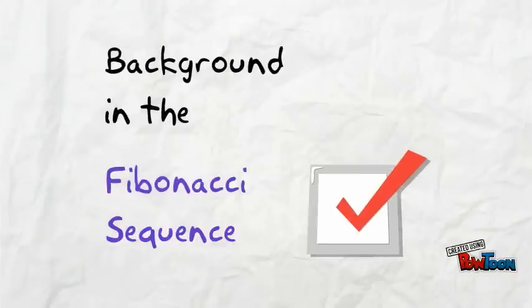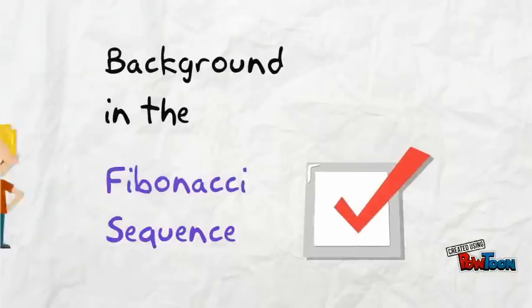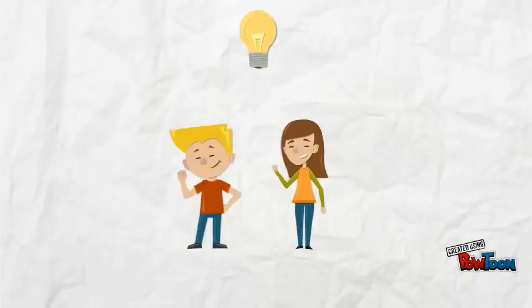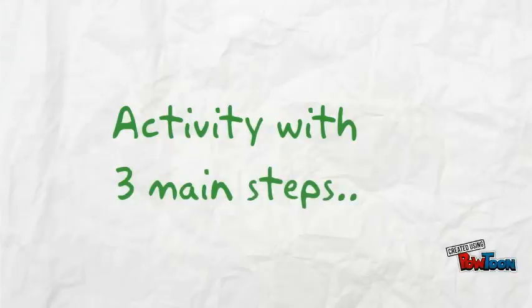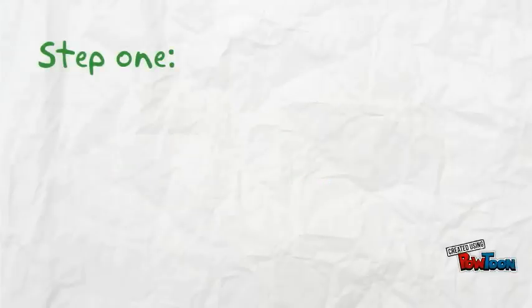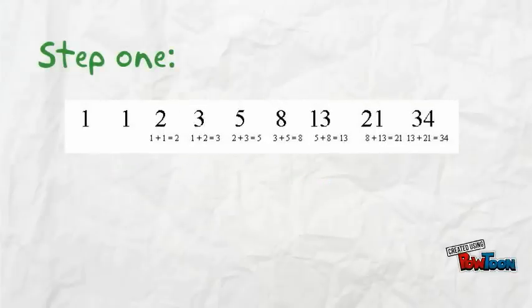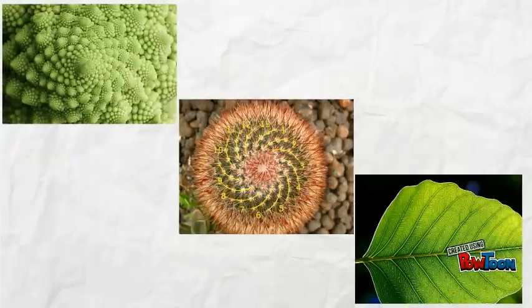Well, now that you have a background in what the Fibonacci sequence is about, let us look at ways to involve children and get them thinking about this number pattern and how it relates to the world around them. I suggest an activity that comprises 3 main steps. Step 1 will be introducing the children to the actual Fibonacci numbers and providing some visual examples of how they occur in nature, explaining why it is important to study these patterns.